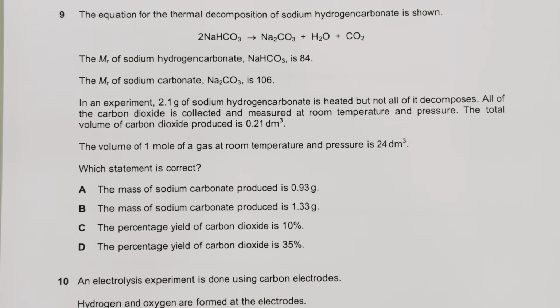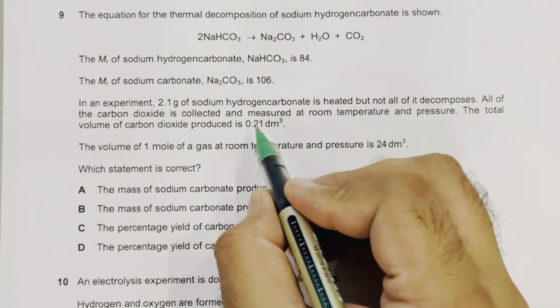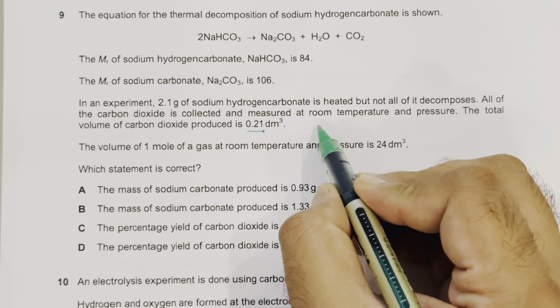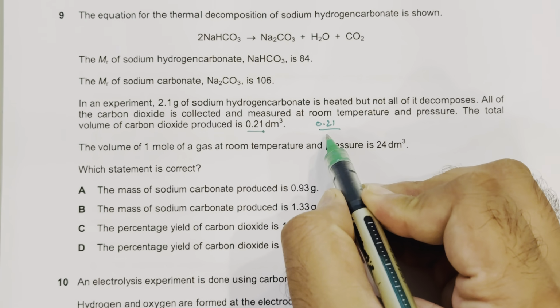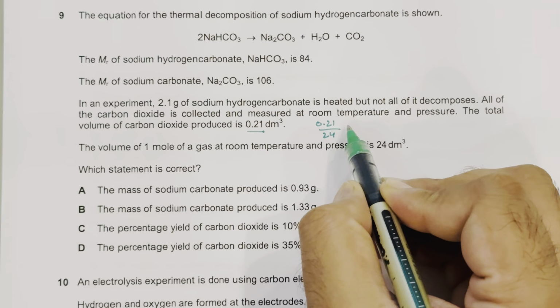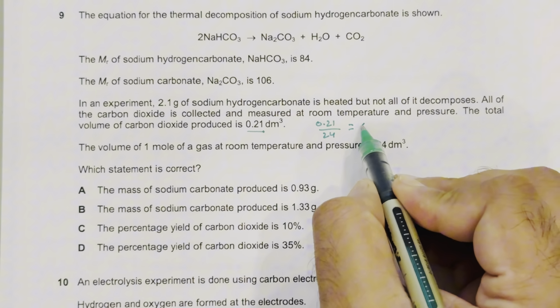All of the carbon dioxide is collected and measured at room temperature and pressure. The total volume of the carbon dioxide produced is 0.21 dm3. The volume of 1 mole of a gas at room temperature and pressure is 24 dm3. Which statement is correct? We need to calculate first the moles of CO2. We know that 0.21 is the volume, and we divide it by its molar volume, 24 dm3.